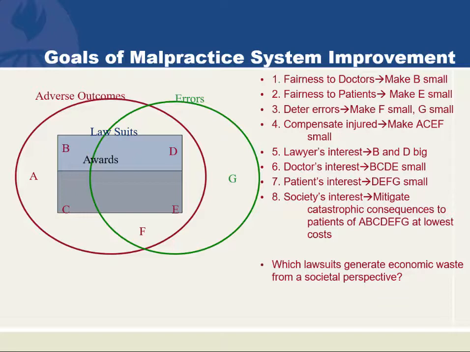So if you look at this Venn diagram, as an economist, the concern is for where is there waste? Where are doctors and lawyers and patients spending effort for low returns? And clearly, those are the areas where there is legal effort in the pursuit of things that are not controllable. And so these would be area C, where there was no error and there's still a lawsuit, as well as area B, where there was no error and there was still a lawsuit. This would be what an economist would flag as economic waste.